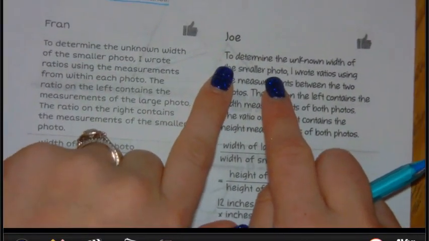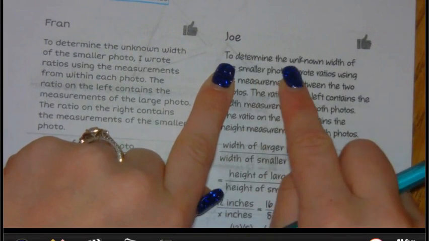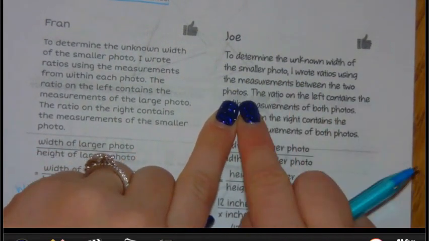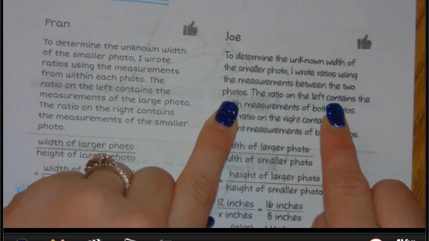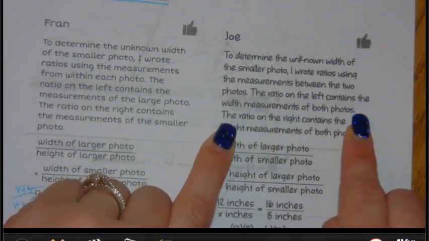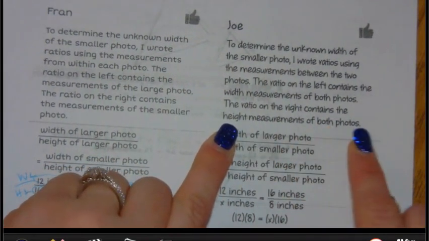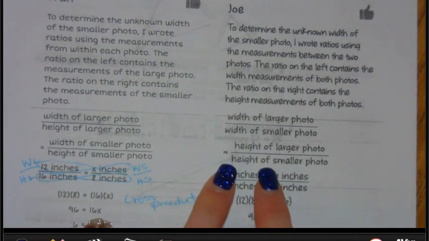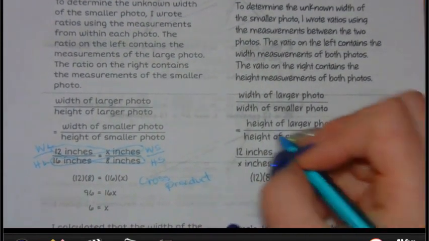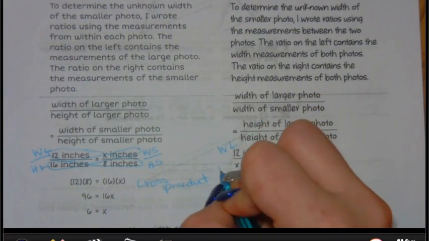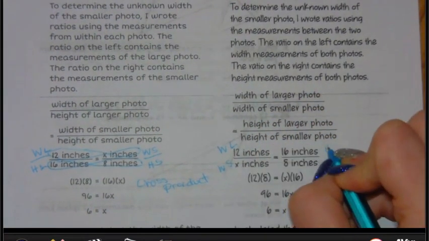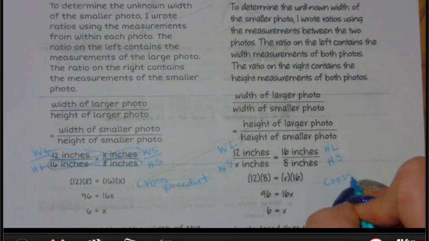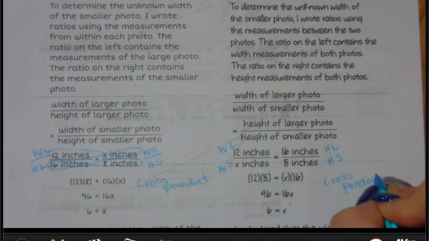Now, Joe did this: to determine the unknown width of the smaller photo, I wrote ratios using the measurements between the two photos. The ratio on the left contains the width measurements of the photos, and the ratio on the right contains the height measurements. So he did width of large over width of small equals height of large over height of small. And then he used the cross product as well to help him solve this.